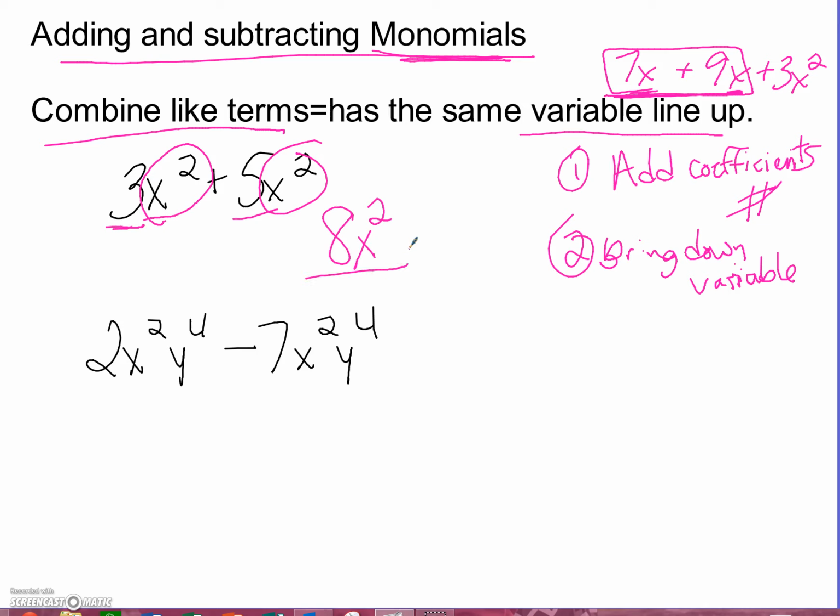Okay, so in this example, we have to look, is my lineup the same? X squared y to the fourth. X squared y to the fourth. Yes. So all I have to do is 2 minus 7, giving me negative 5, and then bring down the other part. Okay, and we are done. There are some examples for you to work on that as well.